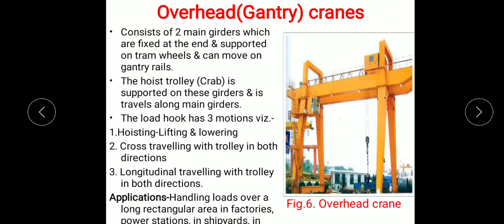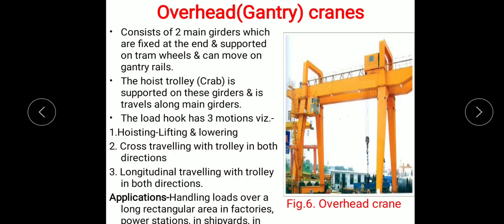The next type is the overhead cranes, which are also known as gantry cranes. Basically the gantry cranes consist of two main girders which are fixed at the end and supported on tram wheels and can move on gantry rails. So here we can see the girders are provided. Figure 6 shows an overhead crane in which two main girders are fixed at the end and supported on a tramway. Below this a tramway is provided for the movement of the gantry rails.